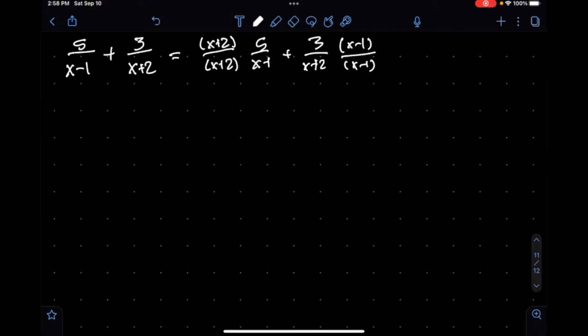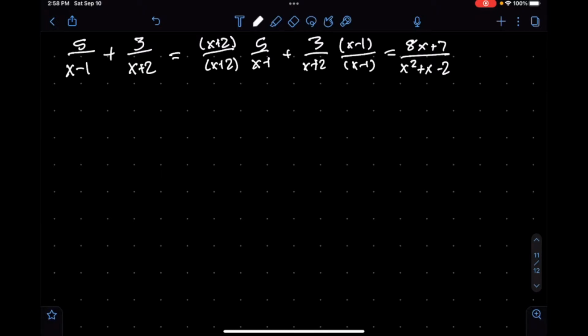This works great so far. And now we just have to simplify, and we get, quick math, 8x plus 7 all over x squared plus x minus 2. So that's how you add fractions just in general.